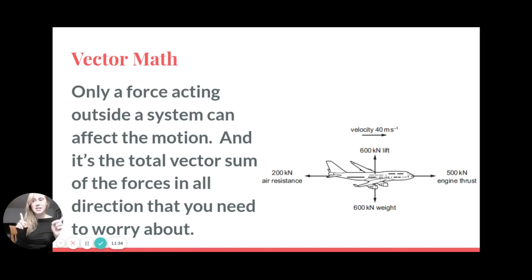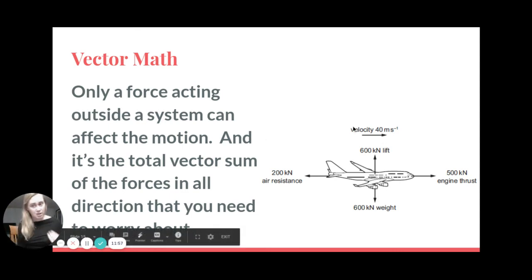But left and right, let's call left negative. So we have air resistance, which is negative 200 kilonewtons, and we have engine thrust, which is positive 500 kilonewtons. So negative 200 plus 500 is 300. So we have 300 kilonewtons to the right. This plane is going to start accelerating to the right, or its velocity, since it's already going to the right, is going to increase.